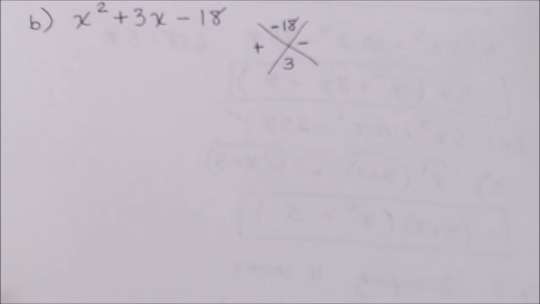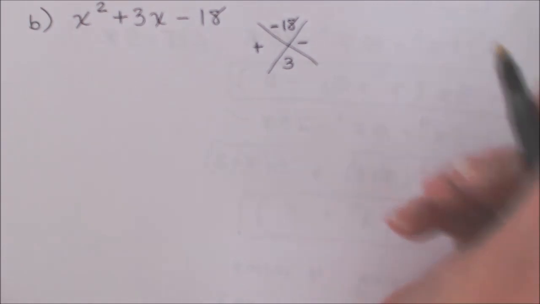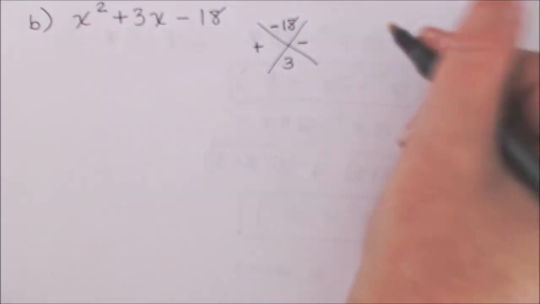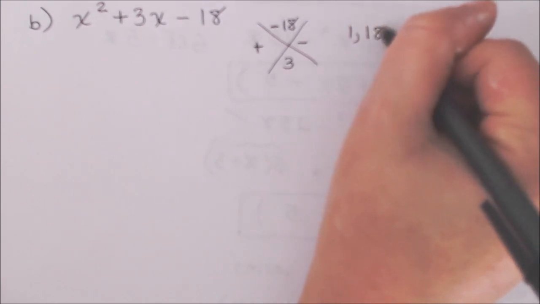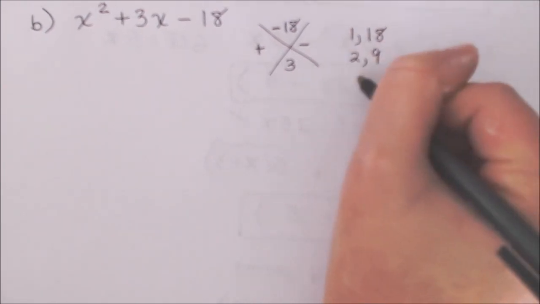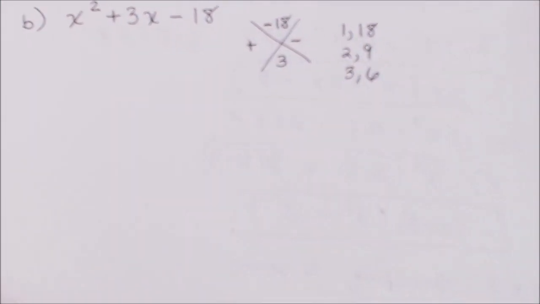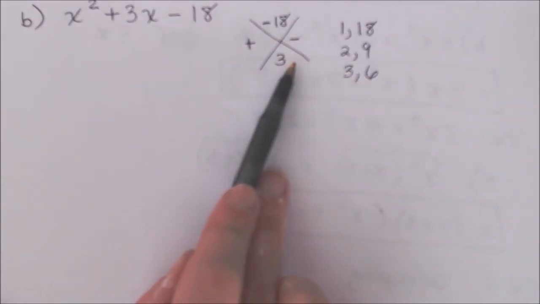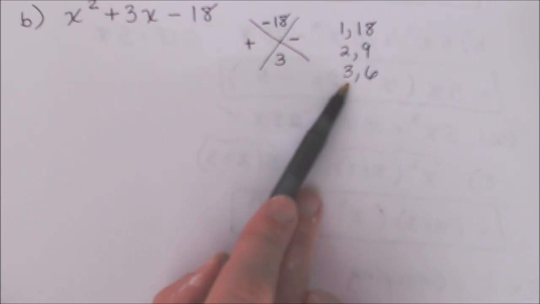So if I'm looking for numbers that multiply to negative 18 and add to positive 3, that means the difference between the numbers has to get me to 3. So factors of 18 would be 1 and 18, 2 and 9, or 3 and 6. I think those are all the possible pairs. So the difference between 3 and 6 is 3. So that has to be the combination.